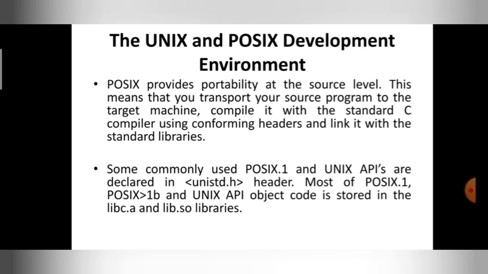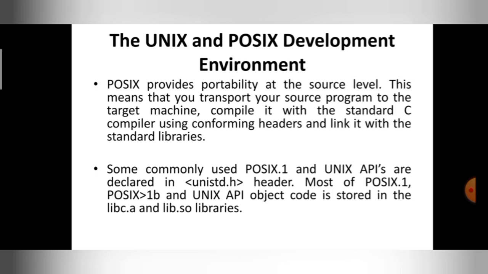And most of the POSIX.1, POSIX.1b and UNIX API object code is stored in the libc.a and libc.so libraries. An API is a function, right? For the function, there will be code. For each API there will be code, and that code will be stored in two libraries especially. Object code means the program of that particular API, which will be stored mainly in the libc.a and libc.so libraries.